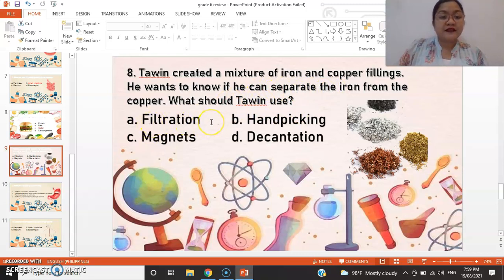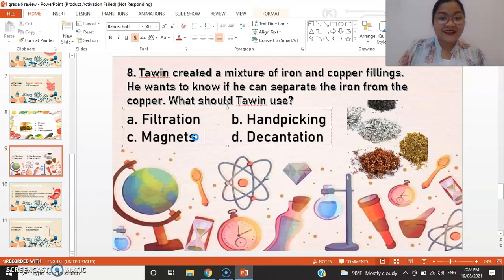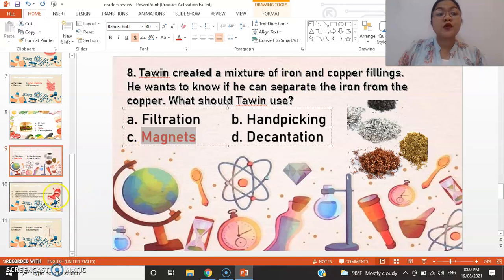Letter A, filtration. Letter B, hand picking. Letter C, magnets. Letter D, decantation. What is your answer? Iron and copper fillings. How will you separate it? What are you going to use? 5, 4, 3, 2, 1. The correct answer is letter C, magnets. Very good. Why? Because iron is attracted to magnet.